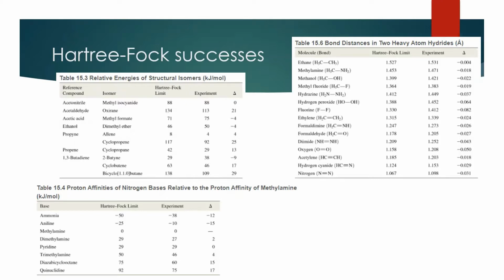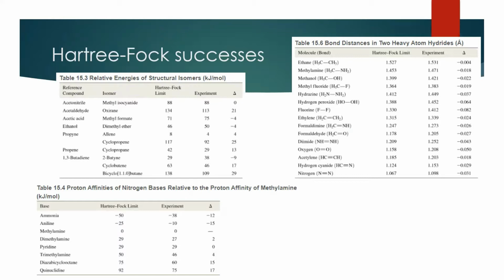Now, note here something that we can see. Our numbers are very close. Looking at ethane, we get a Hartree-Fock bond length of 1.527, where the experimental bond length is 1.531. If you were to get something that close to experimental data, you would be thrilled. And that's rightfully so. The bond lengths predicted with our simple model are really good.